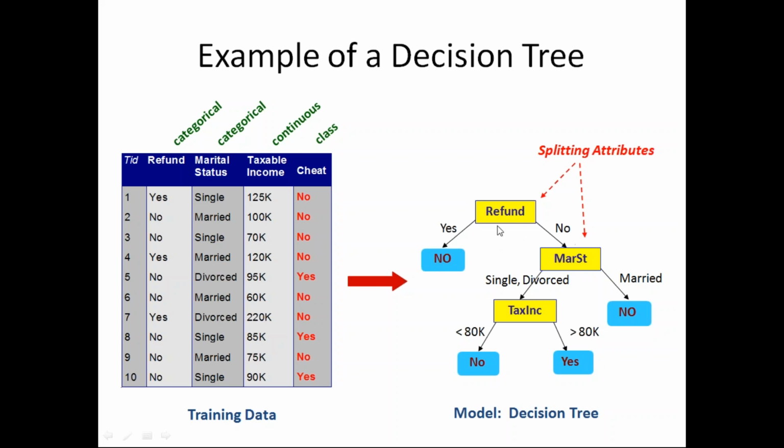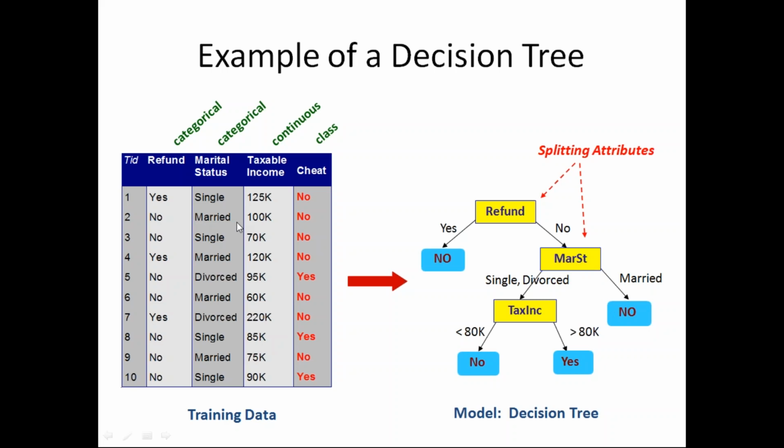So how is a decision tree made? Suppose we start with refund. If refund is yes, then the cheating is no. I mean there is no cheating. If refund is yes, then always the person will not cheat. If refund is no, then you cannot say. So then you will again check another feature, marital status. Again, in marital status, if they are married, then you will never cheat.